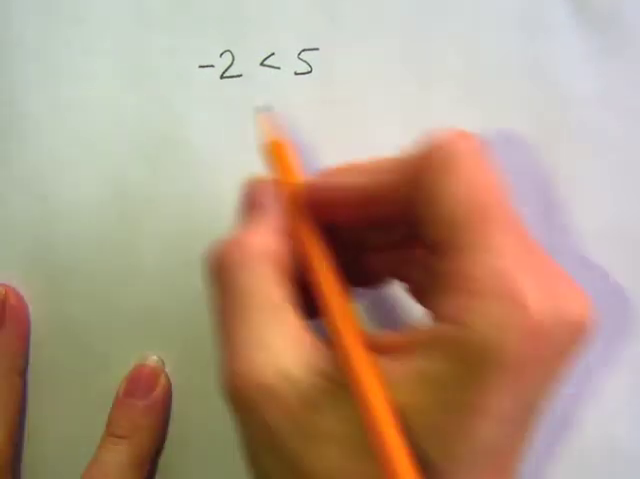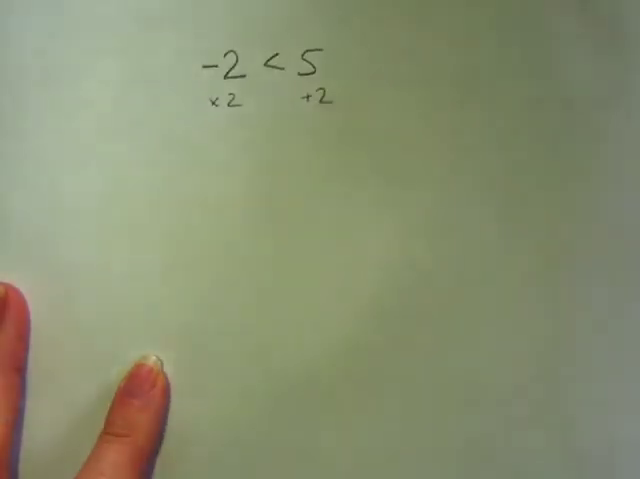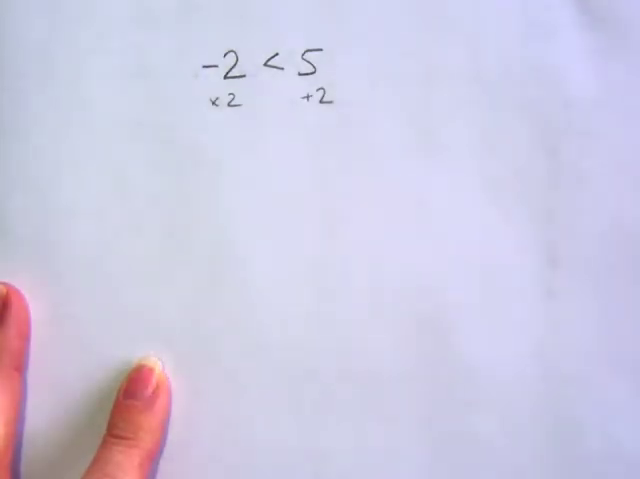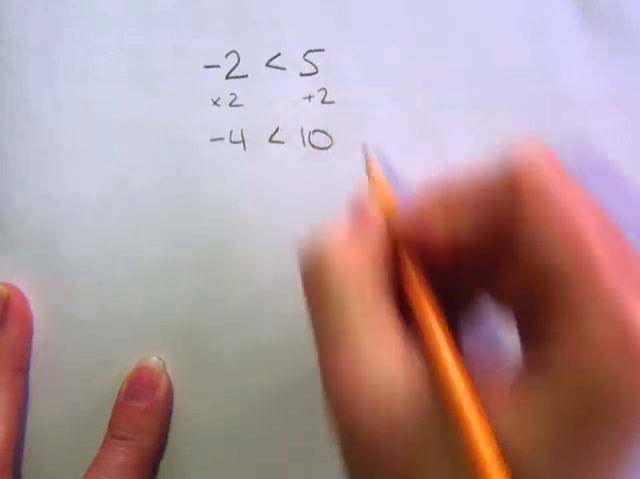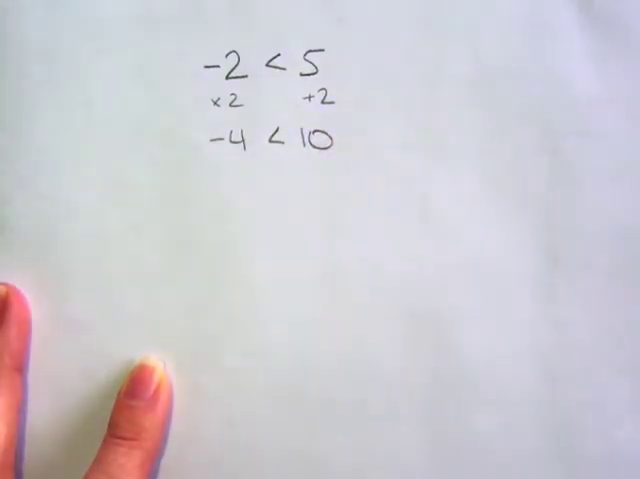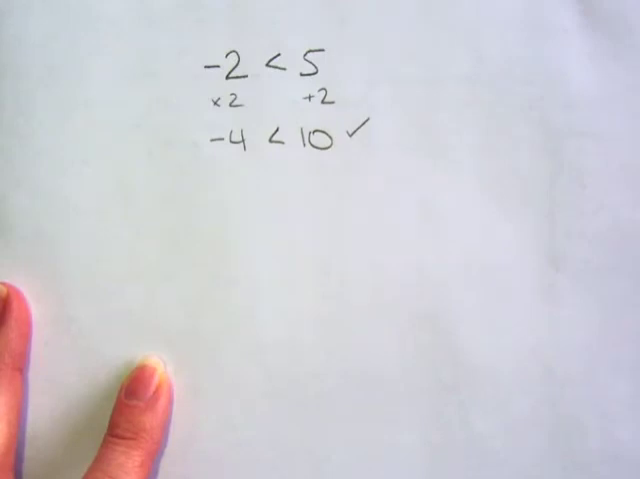If I multiply both sides by 2, which would be a legal step in multiplying, I get -4 is less than 10. Okay? -4 is definitely less than 10. That's absolutely true. Okay, there's no problem with that.